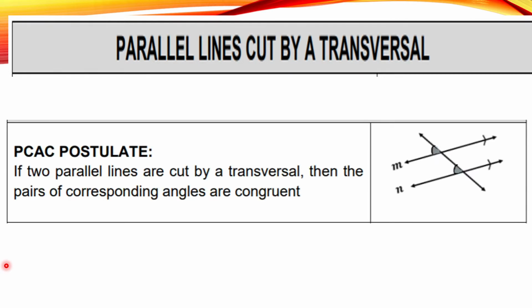Okay, so next, we have parallel lines cut by a transversal. The first one is the PCAC postulate. When we say PCAC postulate, if two parallel lines are cut by a transversal, then the pairs of corresponding angles are congruent. So PCAC is pairs of corresponding angles are congruent.